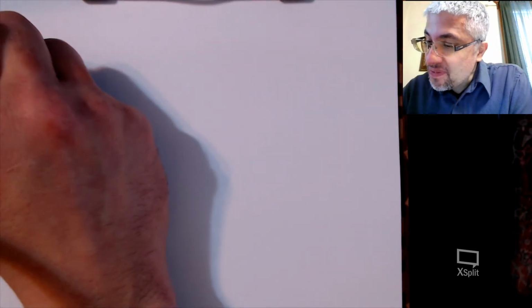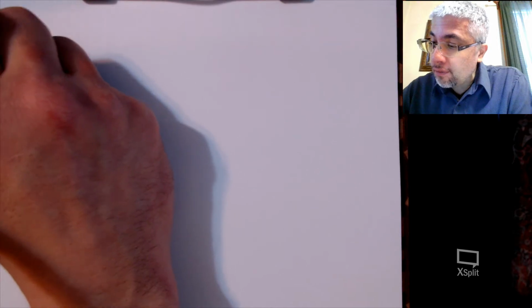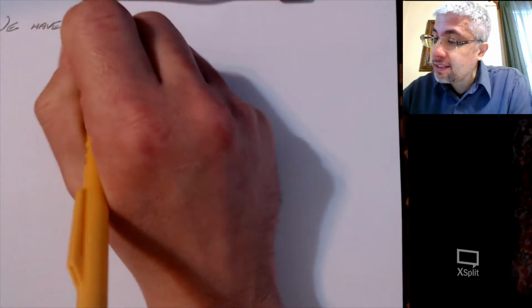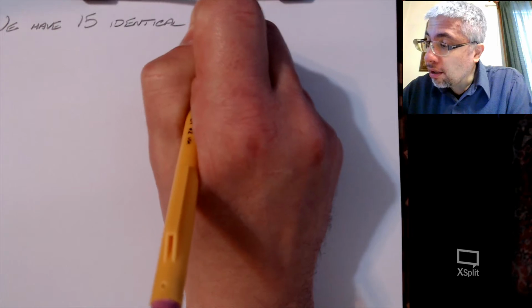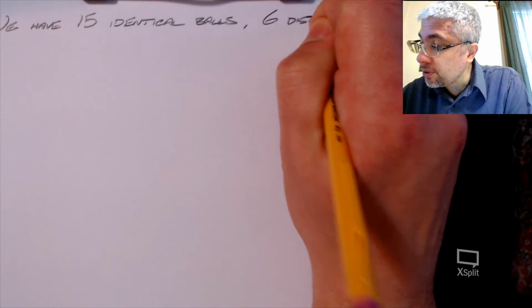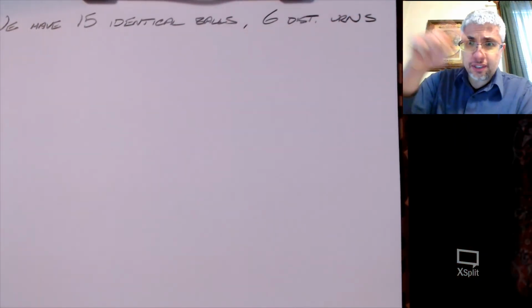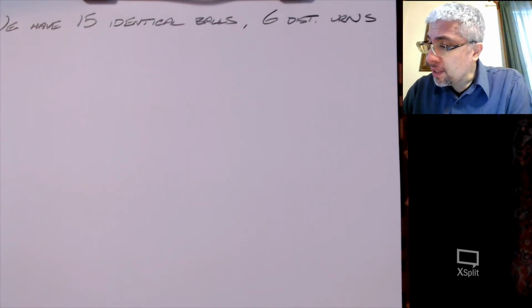Hello, students. So let's try to solve the following questions about balls and urns. Suppose we have 15 identical balls and let's say we have 6 distinguishable urns. Maybe they're labeled, maybe they're all in a row, so we could tell which one's in first from the left and which one is which, like that. But in any case, we have 15 identical balls and 6 distinguishable urns.